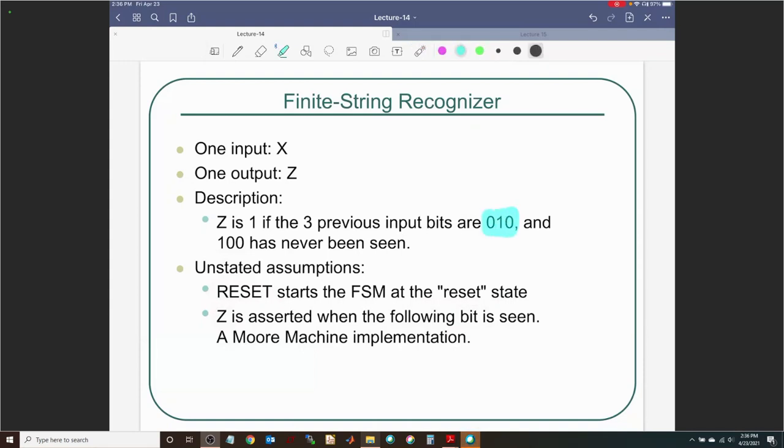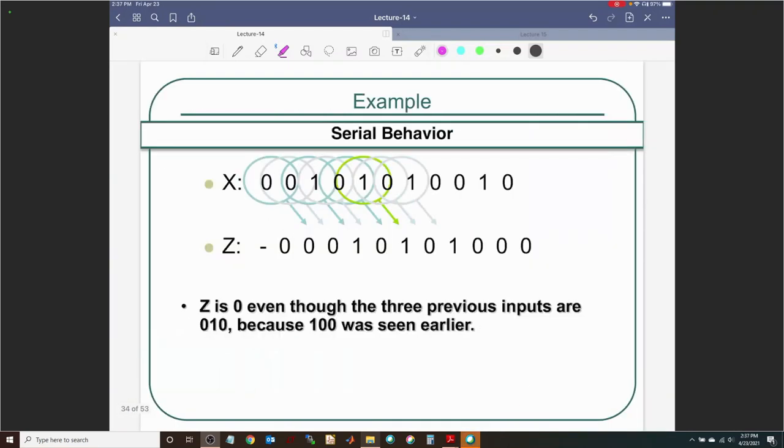We are going to design our finite state machine such that we are going to be tracking these two sequences, last three to be 010 and the last three to be 100. Now, if you want to talk about this finite state machine in a little bit more detail, we can do that by talking about its behavior. How is it supposed to behave?